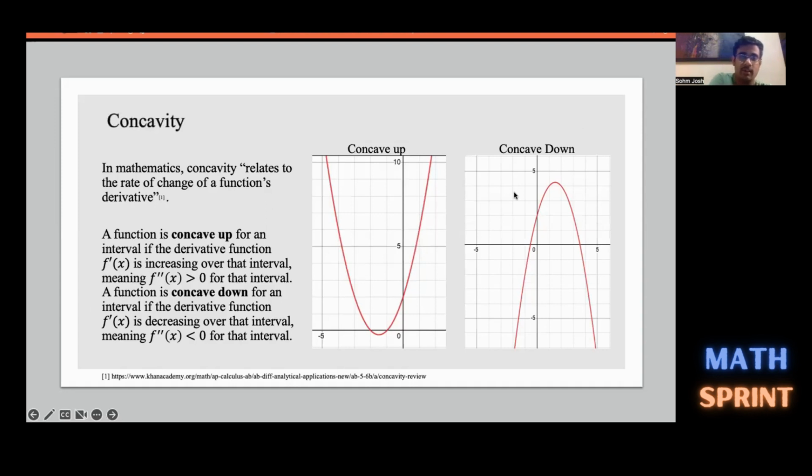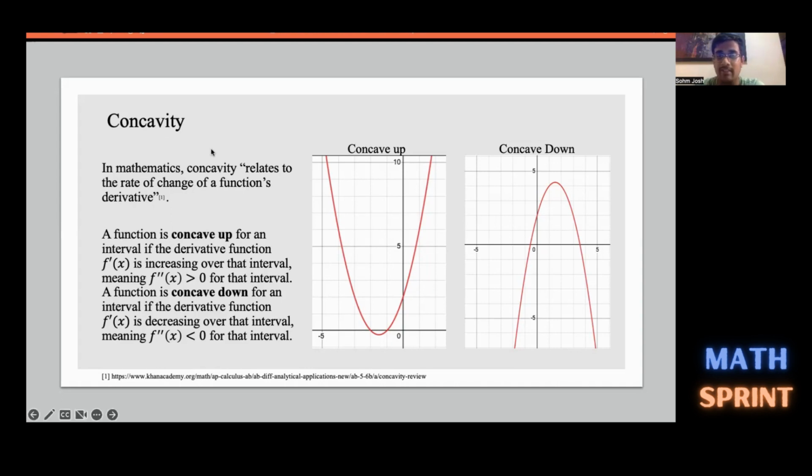All right, let's move on to concavity. Concavity focuses on the rate of change of a function's derivative. So a function is said to be concave up if f''(x), remember the second derivative, is greater than 0, and it's said to be concave down if f''(x) is less than 0. So functions can be concave up over some intervals, but concave down in other intervals.